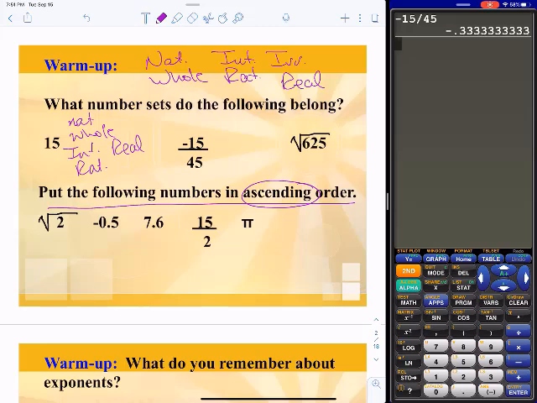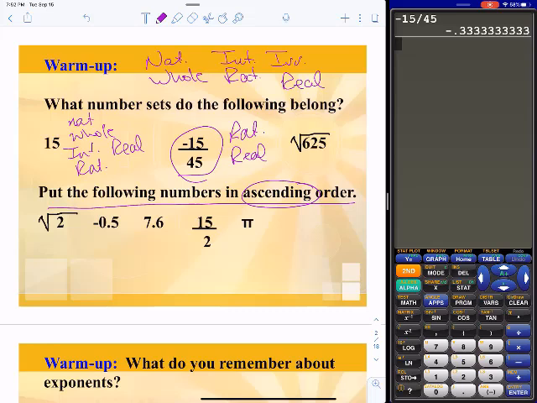Okay, so is that a natural number? No. Is it a whole number? No. Is it an integer? No. Just because it has the negative on it doesn't mean that it's an integer. Is it rational? Yes, because we wrote this as a fraction. So it is rational, and if it's rational, it must be real.